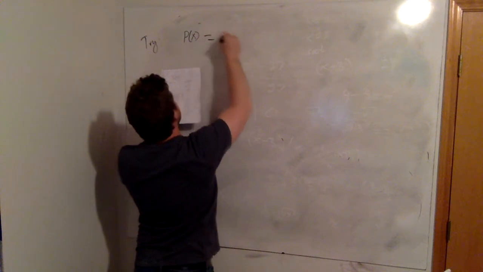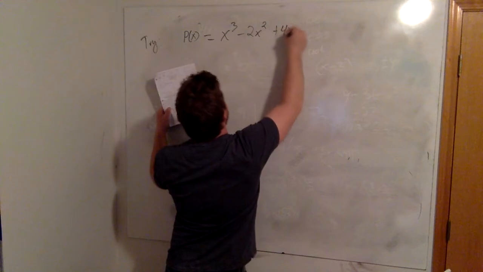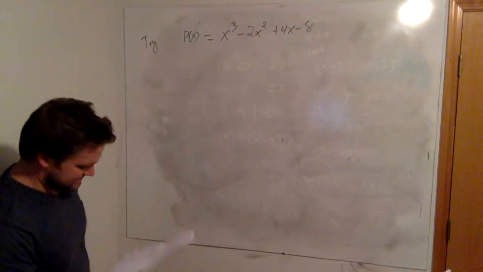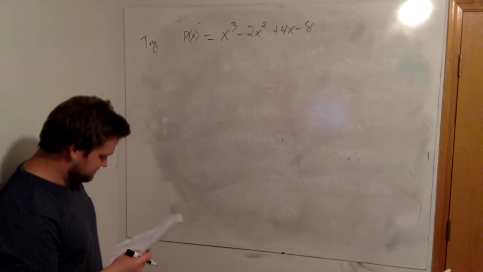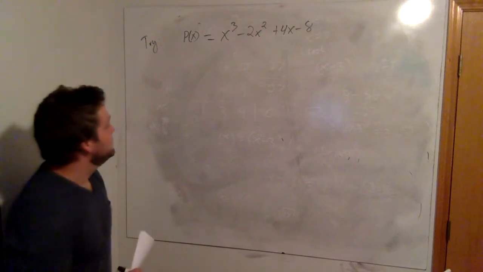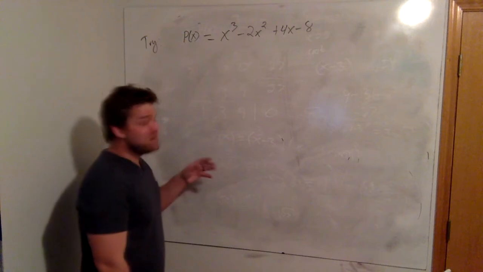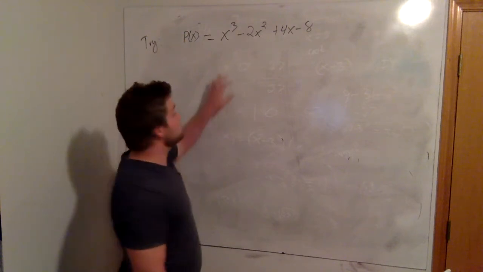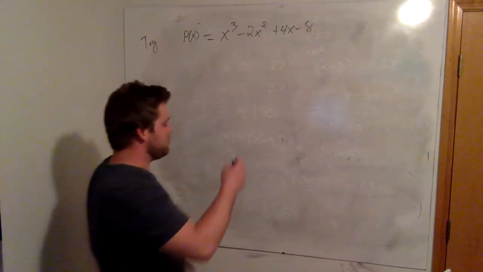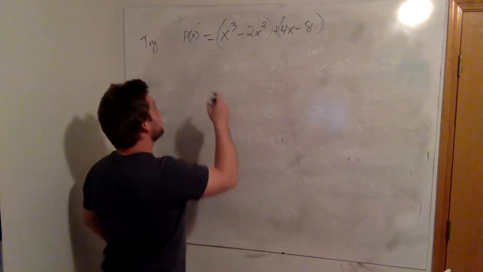p of x is equal to x cubed minus 2x squared plus 4x minus 8. Go ahead and give this one here a shot. Okay? So what I'm going to notice here is, again, I'm not going to try to jump straight to synthetic division. What I'm going to notice here is I have 4 terms. So I'm going to try to use factoring by grouping. So let's group the first 2 terms and the second 2 terms. Let's see if it'll work.